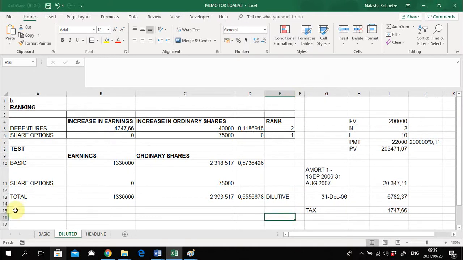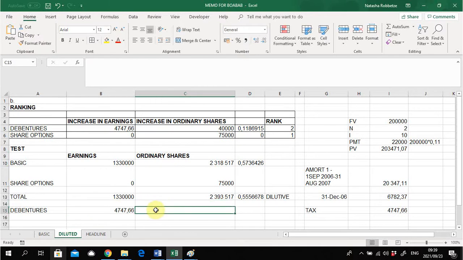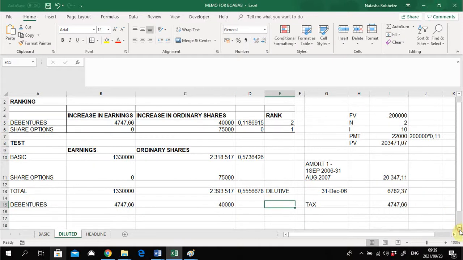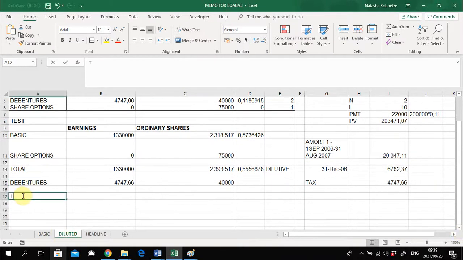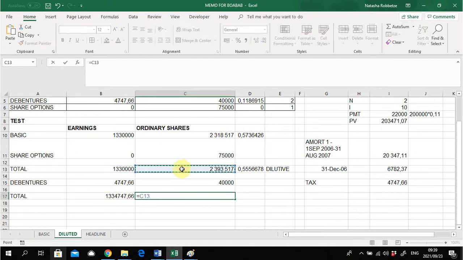Righto. Then the next one we need to test, which was the second ranking with the debentures, and the earnings there when we take the tax into account was 4,747 and 66 cents. Then the issuance would have been 40,000 ordinary shares. And now I am going to get a rollover total again to test for the dilutiveness. So it's the previous total and adding the debenture total, same with the shares.